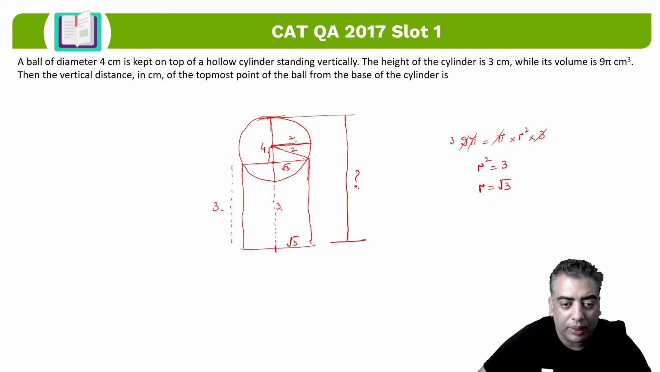It will enable me to calculate this much of value, which is square root of 4 minus 3, which comes out to be 1. This value is 2, and this total is 3, which gives me height of the topmost point of the ball from the base of the cylinder comes out to be 2 plus 1 plus 3, which is equivalent to 6 centimeter.